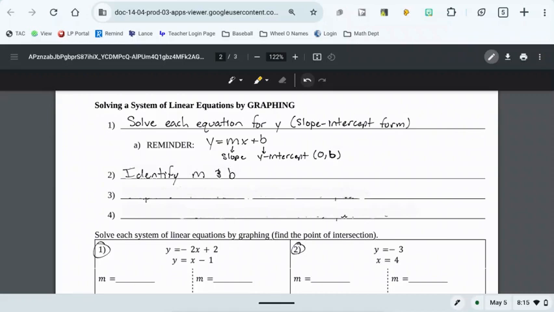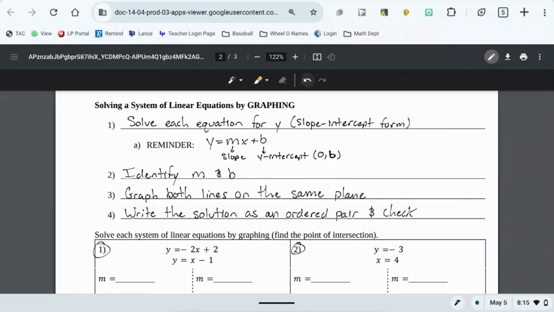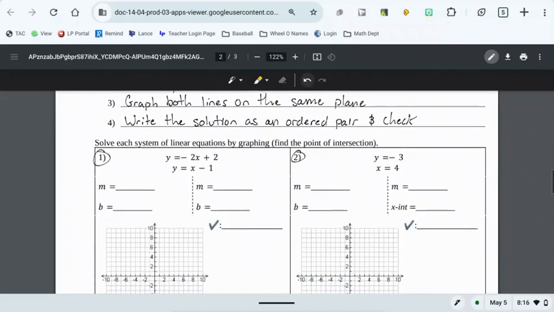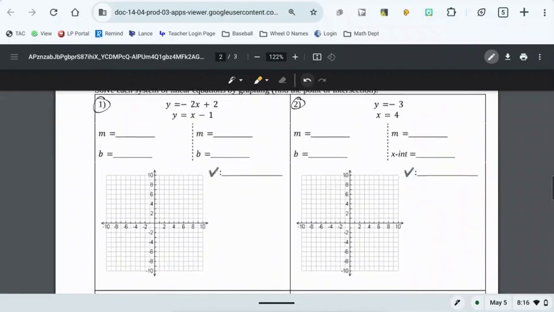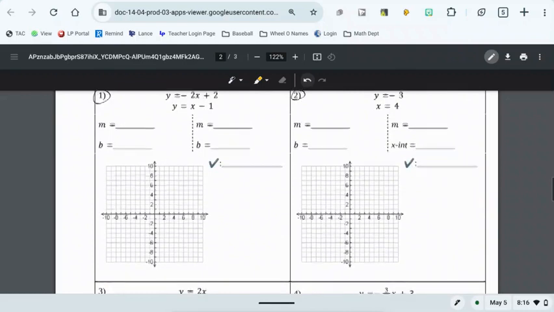Step 2, identify m and b. So we just talked about where that would be located, and hopefully we are pretty confident in doing that at this point. After we identify the slope and the y-intercept, we want to graph both lines on the same plane or the same graph. And then we want to write the solution as an ordered pair and check our answer. And we're going to do all of these things. So we're going to try 1, 2, and maybe 3.